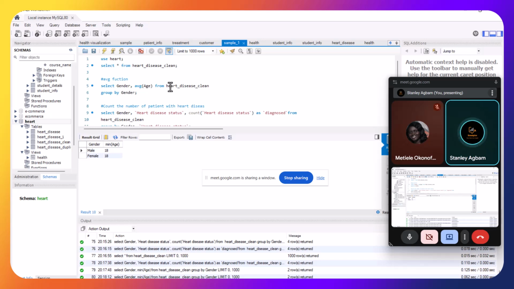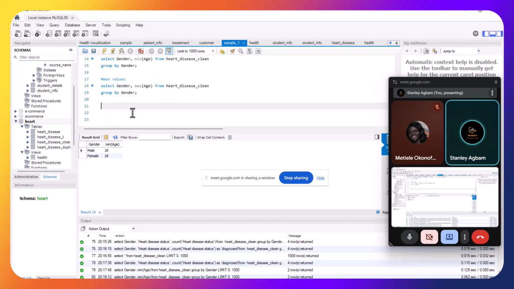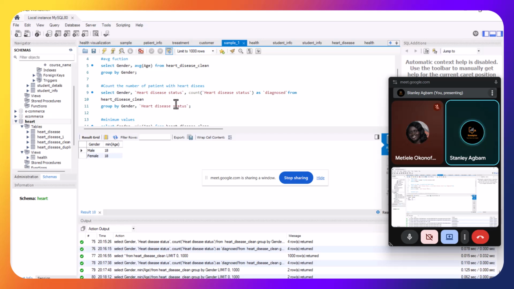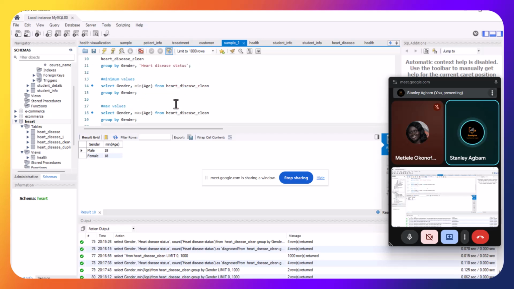If you notice, we have basically started doing some analysis on this SQL because we talked about some insights. As you can see, we already know the minimum and maximum age, the number of people with heart disease in both male and female categories. We also talked about the number of patients with heart diseases, the average age for both male and female. We've talked about the minimum and maximum. I can go further, but I don't want to because time has elapsed.